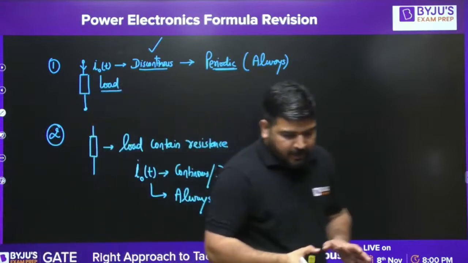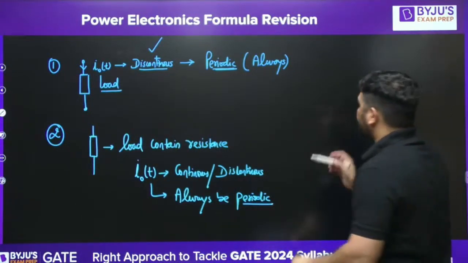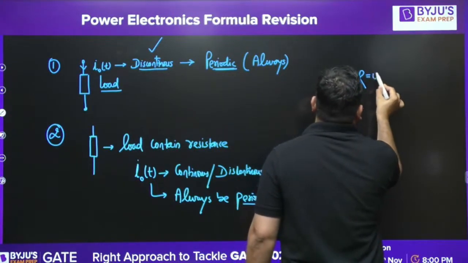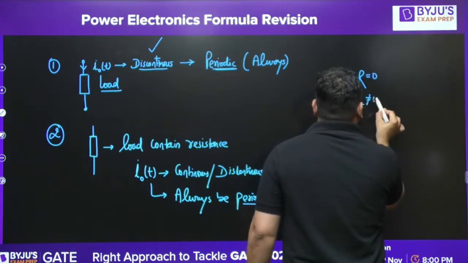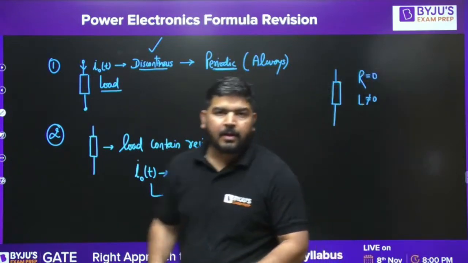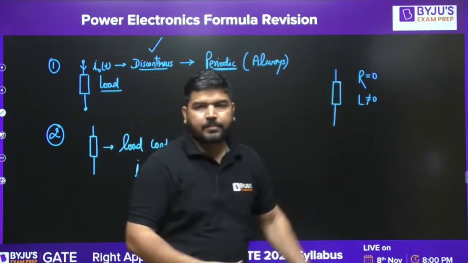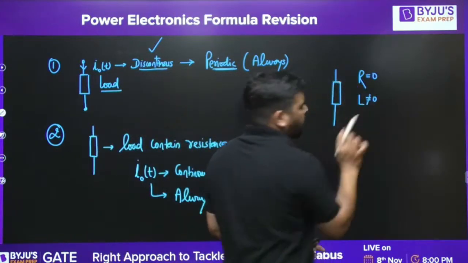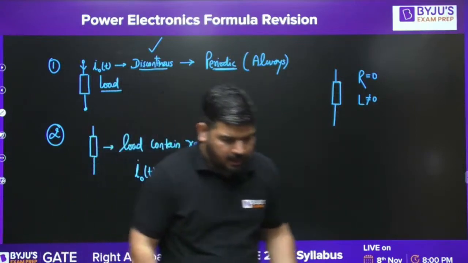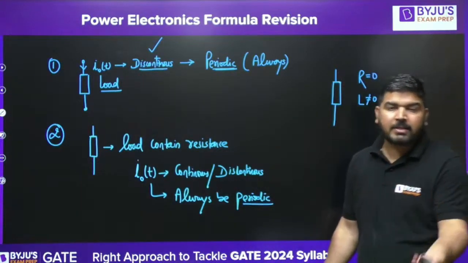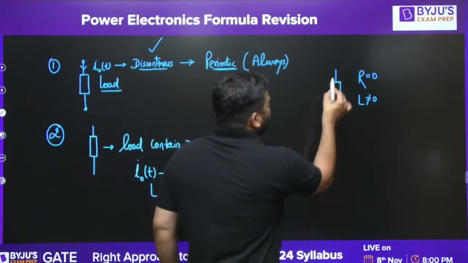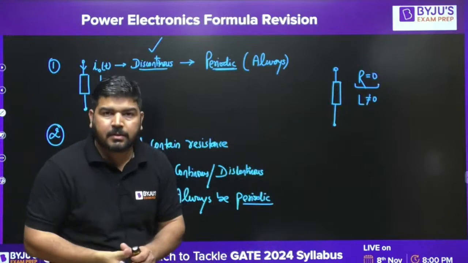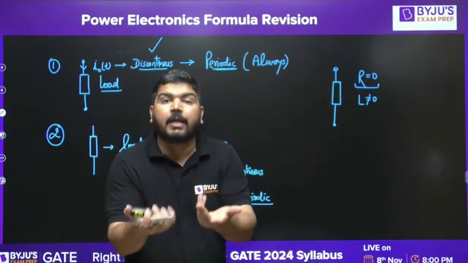But if the load contains a pure inductor, R is 0. If the load does not contain any resistance, R is 0 and L is non-zero. Some L is there. We don't take C, because we don't take such kind of loads in which a capacitor is there. So let's say the load has resistance 0 and there is only inductance. It can be a pure L load or an LE load.